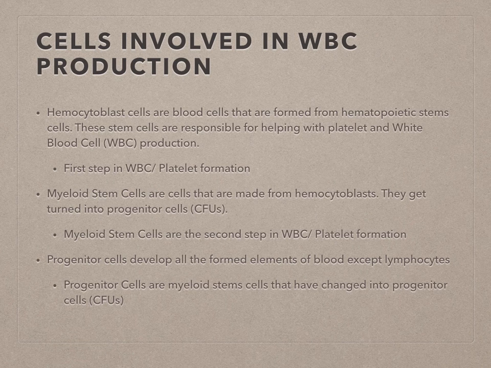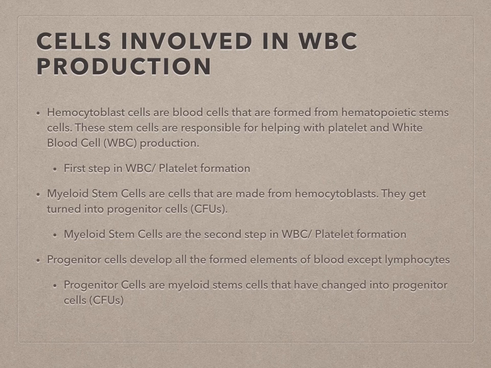The cells that are involved in white blood cell production are myeloid stem cells, progenitor cells, and hemocytoblasts. Hemocytoblast cells are blood cells that are formed from hematopoietic stem cells. These stem cells are responsible for helping with platelet and white blood cell production. This is the first step in white blood cell production. Myeloid stem cells are cells that are made from hemocytoblasts, so this would be the second step in white blood cell and platelet formation because it comes after the hemocytoblasts.